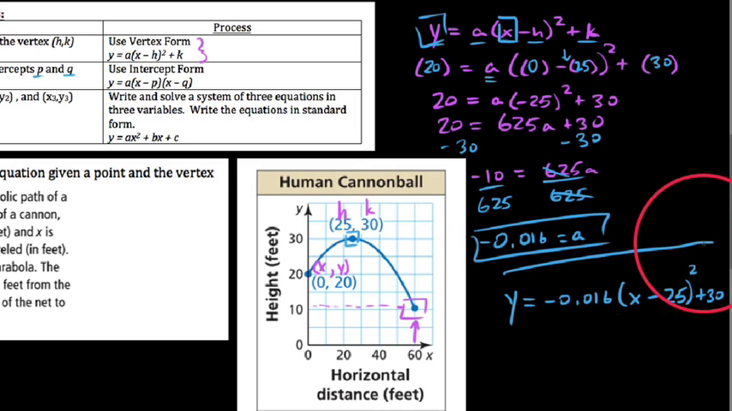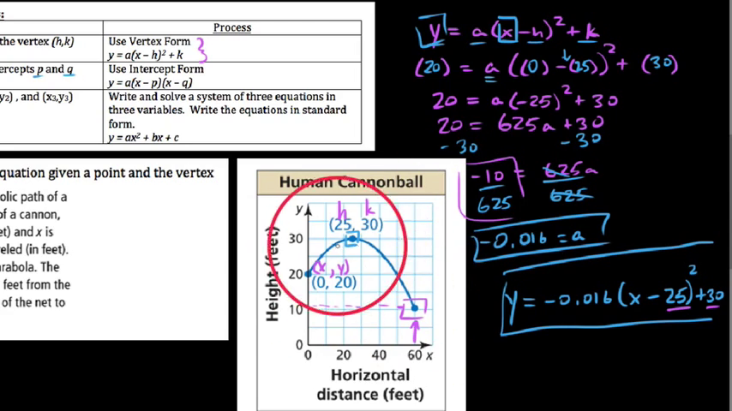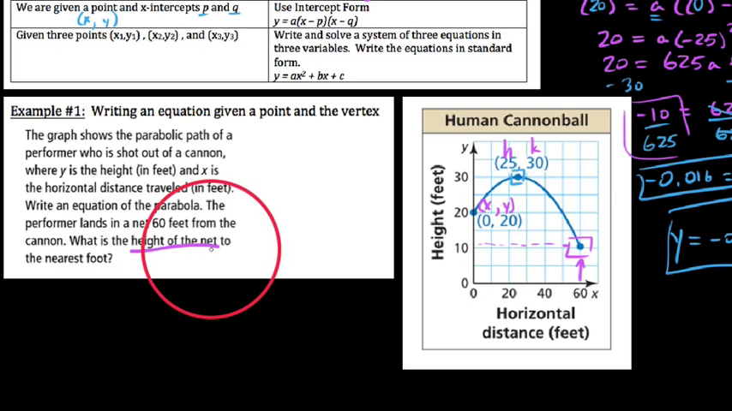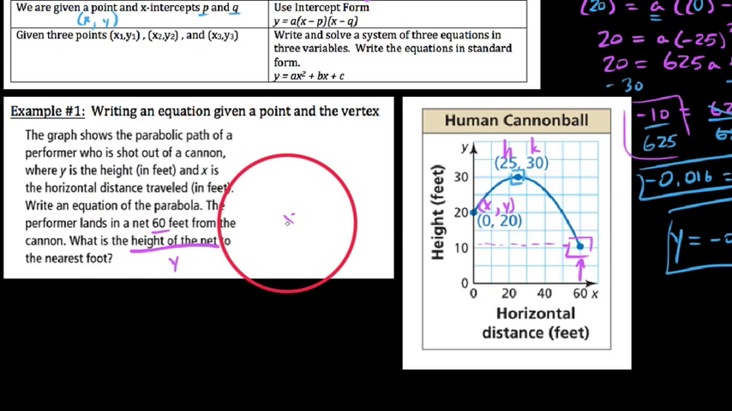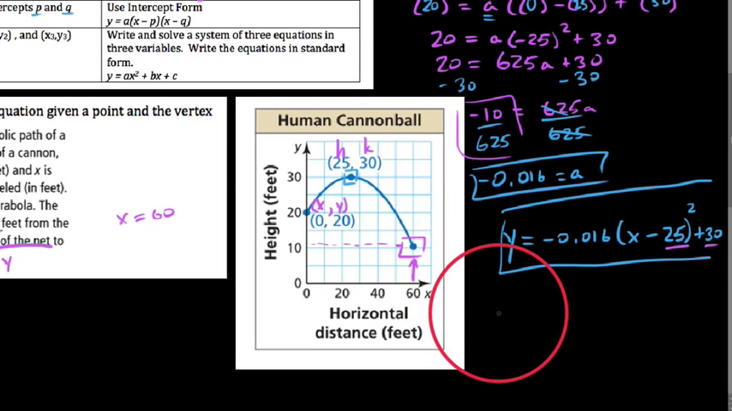So looking at this, it makes total sense that our vertex is at 25, 30 here. And because we have a negative a value, it's going to open downward, and this is some really proper fractions. So this would be a wide-shaped arc. But now using this information, it says, if the performer lands at a net 60 feet from the cannon, what is the height to the nearest foot? So really what we're being asked to find here is the height, and that's really the y value. And we're given some x value here. So when x equals 60, what we're trying to solve for is our y value right here. And we know it's going to be around 10.